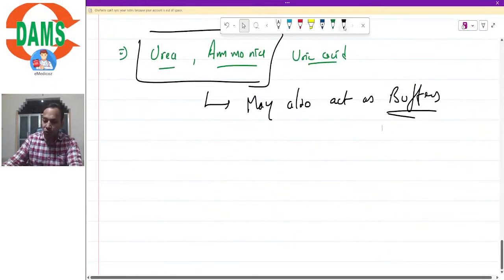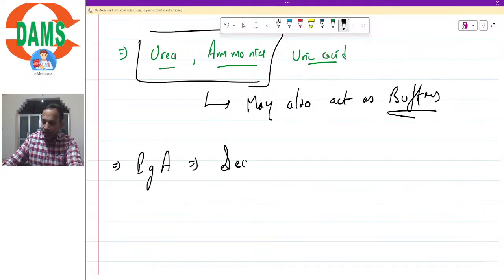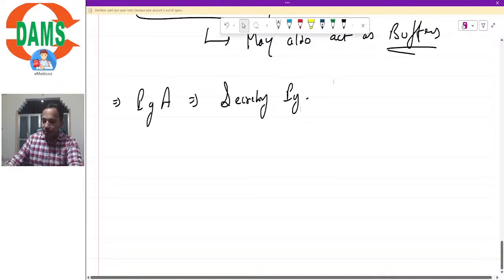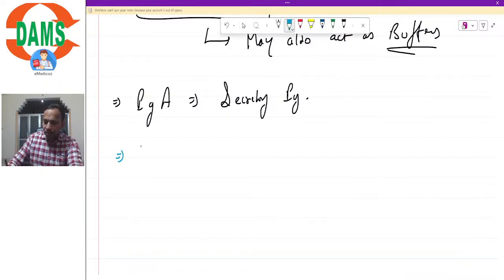Apart from this, immunoglobulin is found in saliva. Immunoglobulin A, that is secretory. What else is found in saliva? Growth factors.